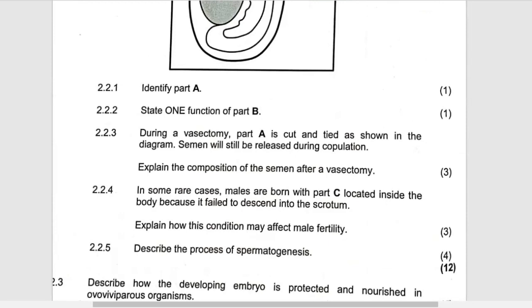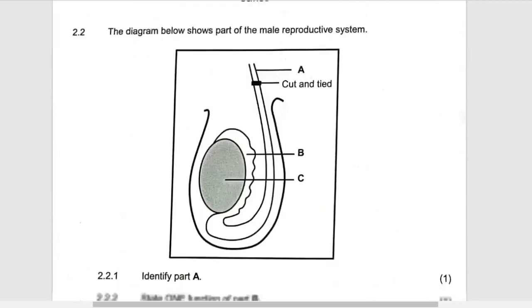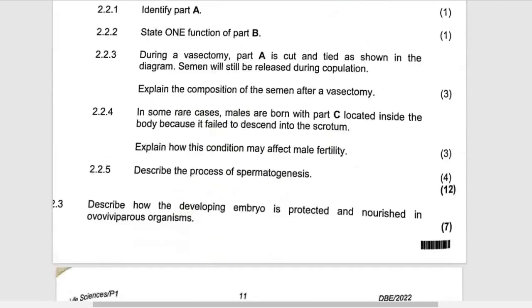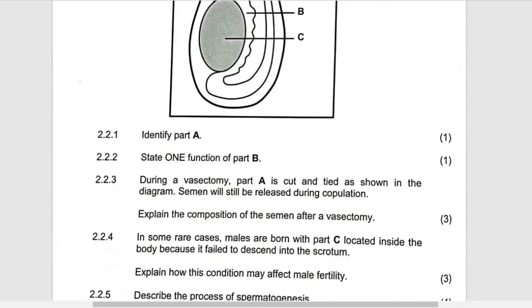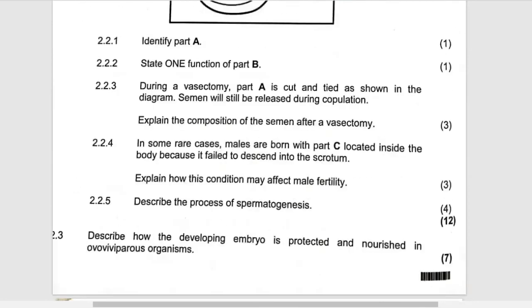And what are the accessory glands? Accessory glands are the prostate gland, Cowper's gland, and seminal vesicles. Those are the three accessory glands which are supposed to be there. Then they're saying, explain how this condition may affect fertility.